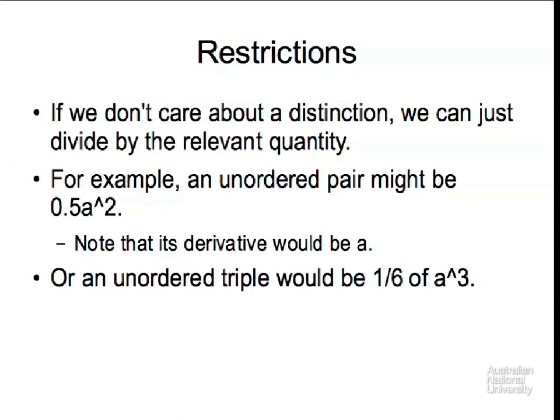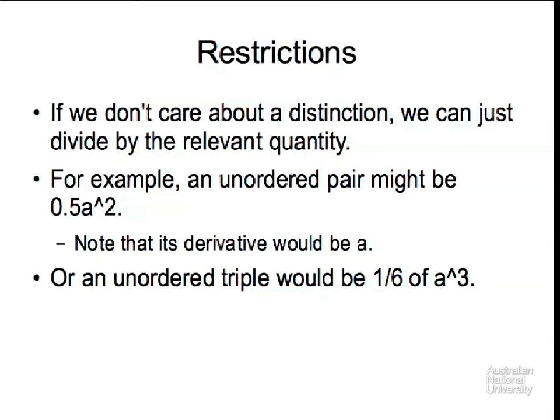So if we don't care about a distinction between various things, we often talk about identifying them. So when we define the rational numbers in mathematics, we often say 2 on 4 and 1 on 2 are the same thing, because we identify things if the ratio between them is the same. So, for example, an unordered pair might be a squared over 2, because for every pair, we can write it 2 ways, and if we don't care about the order, then we don't care which way we wrote it. So there's only half of the ways we'd normally have, which would be a squared, so we get half a squared.